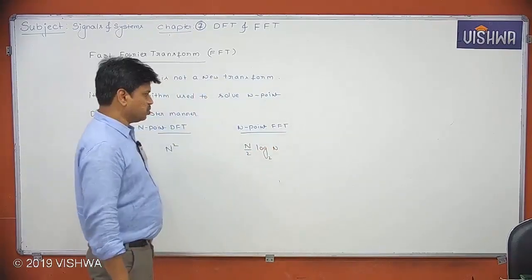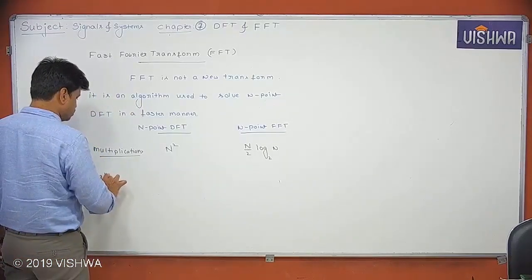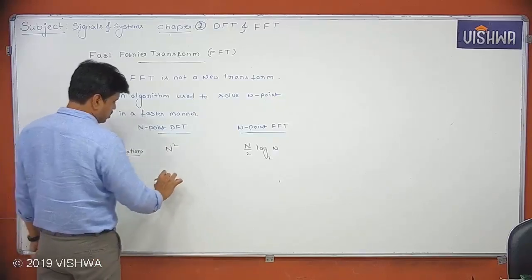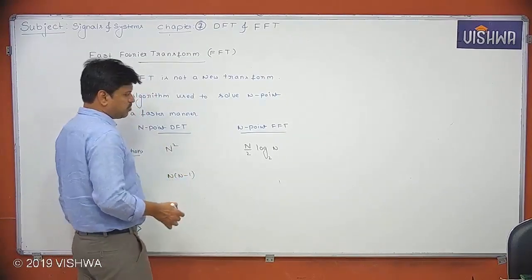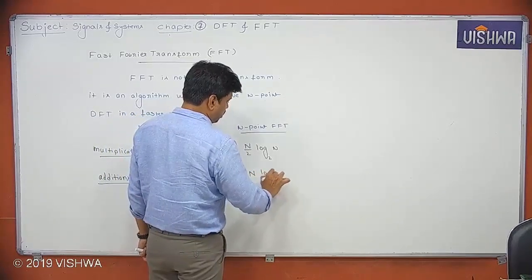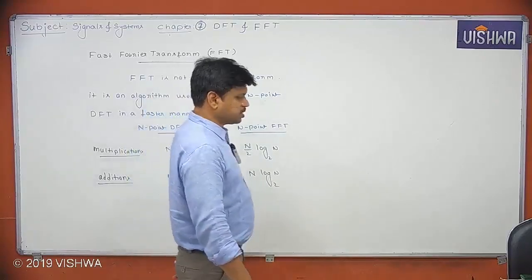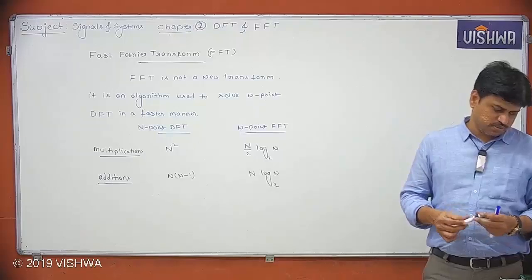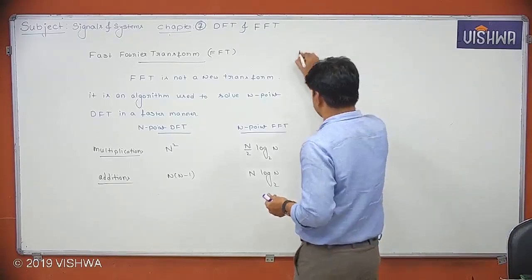Next, how many additions are required? It is N into N minus 1, whereas N-point FFT takes N log N. So these many additions it requires. That's the only thing you have to remember. And one butterfly diagram also.